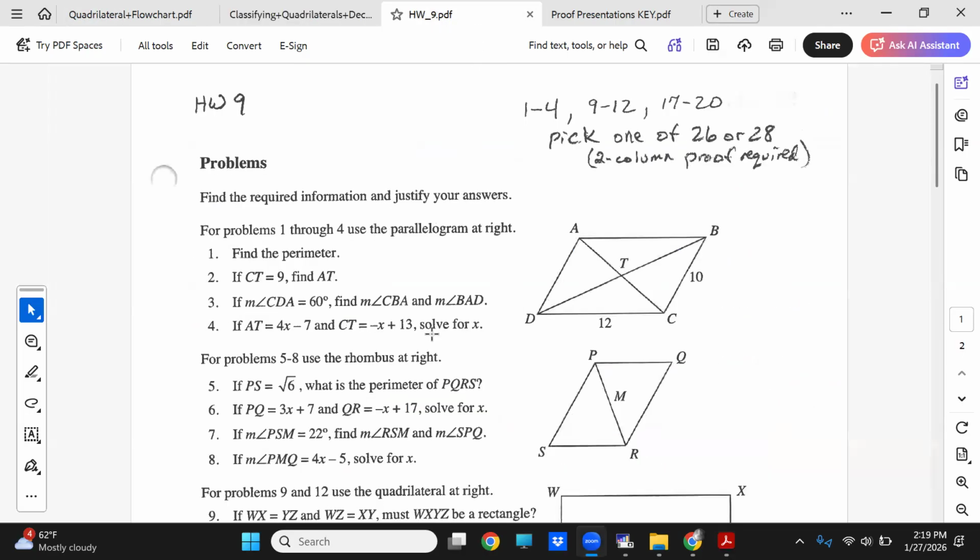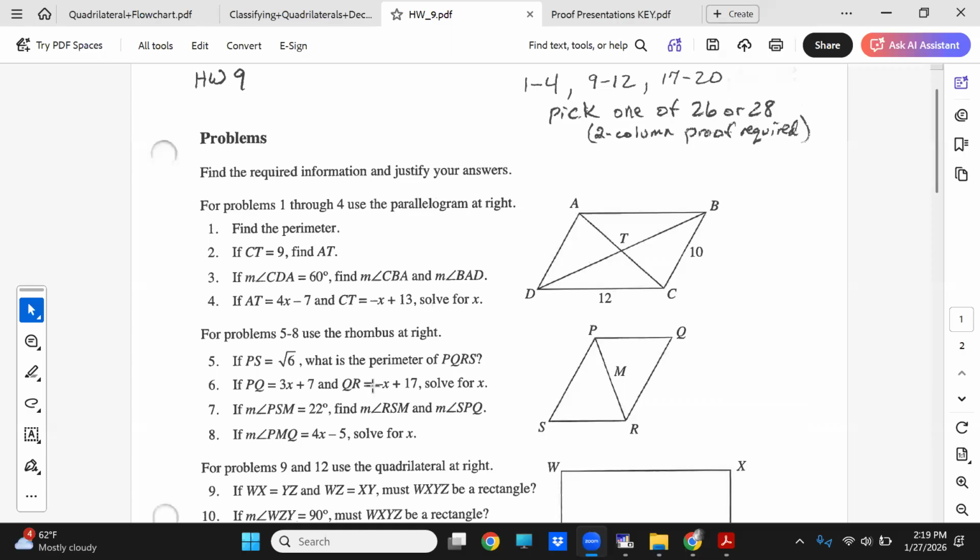I can't remember. I think it was homework 7. It was homework 6. Where you're given some properties of a quadrilateral, you have to find all those other things. So you have all this here. I also published the answer key too.